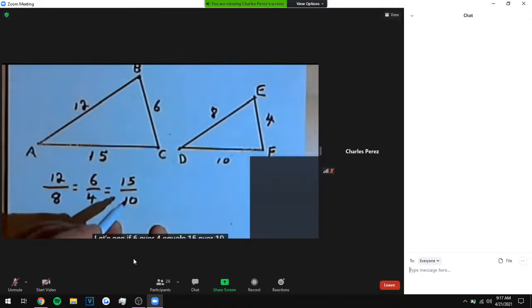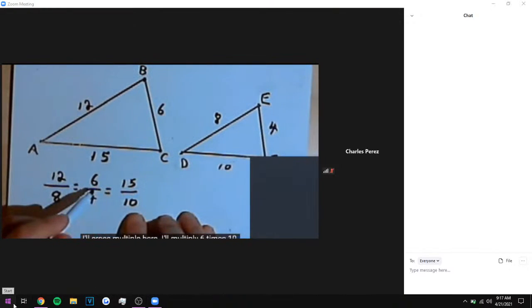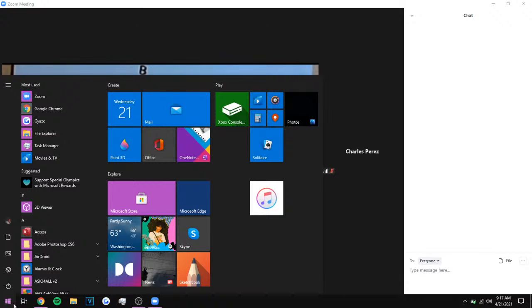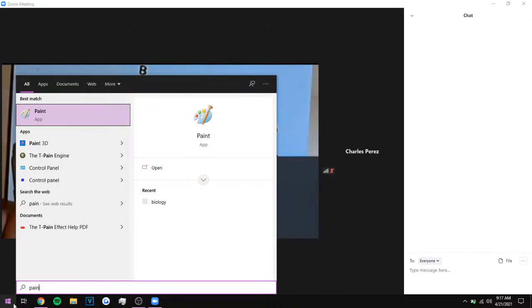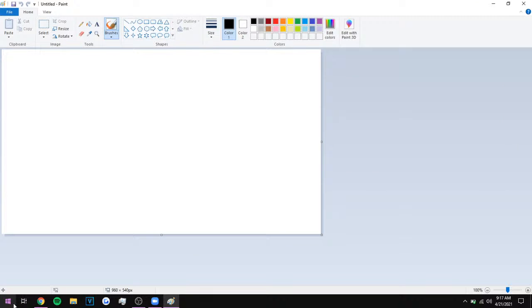Let's see if 6/4 equals 15/10. I'll cross-multiply here. I'll multiply 6 times 10, and that's 60. Then I'll cross-multiply 4 times 15, and that's also 60. So these three ratios are actually the same thing. That means the three sides are proportional. So we can say that these two triangles, ABC and DEF, are similar. I'll write that as triangle ABC is similar to triangle DEF, because we've shown that the ratios of their corresponding sides are all the same. So the sides are proportional.